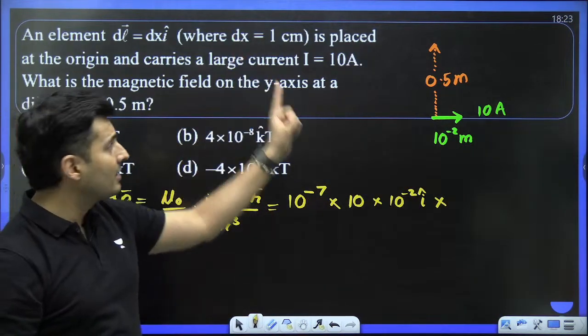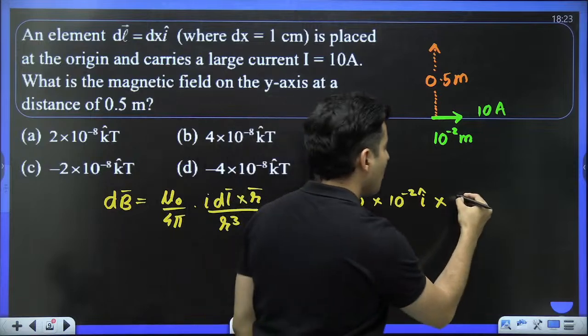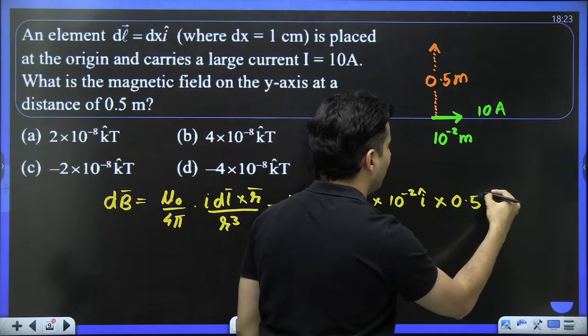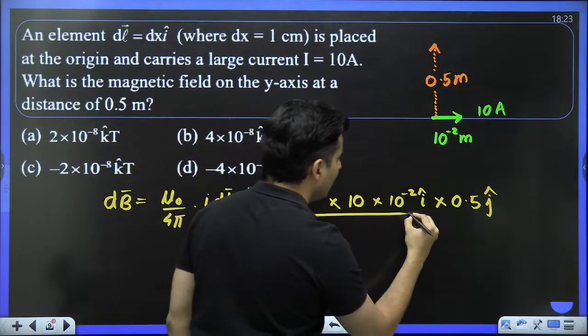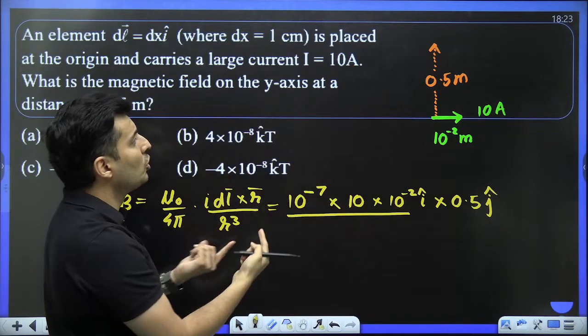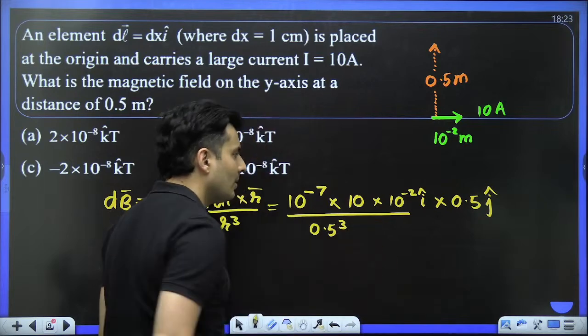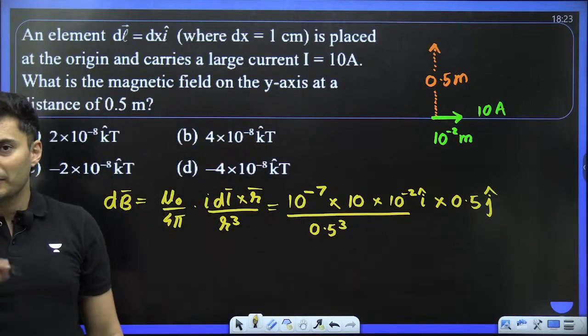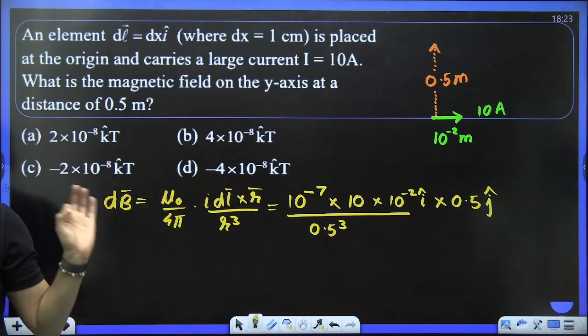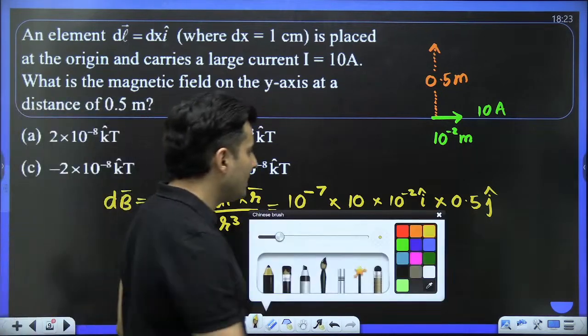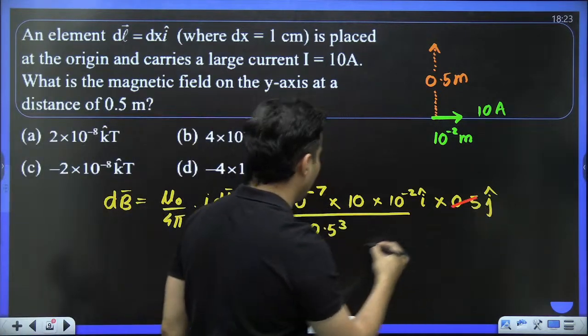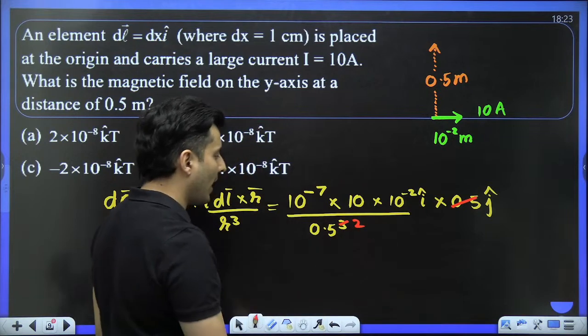What is R? R is the position. So it is basically 0.5 but in J cap direction. The whole thing you divide by R cube, basically 0.5 cubed. Everybody got it till this point? Understood? Clear? Now you can see some things get cancelled, like 0.5 and this 0.5 becomes square.